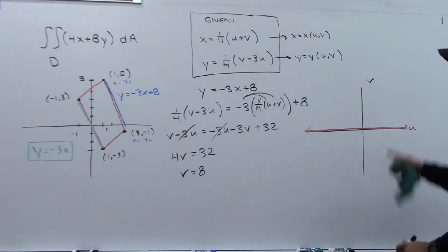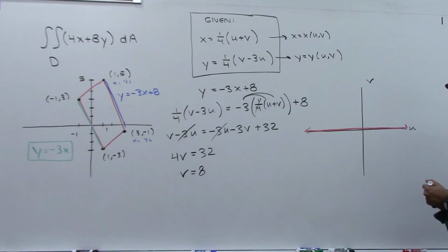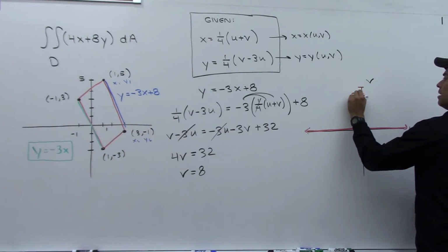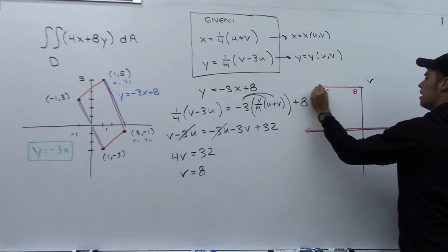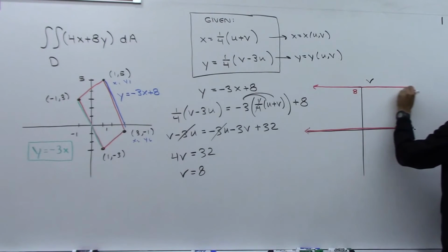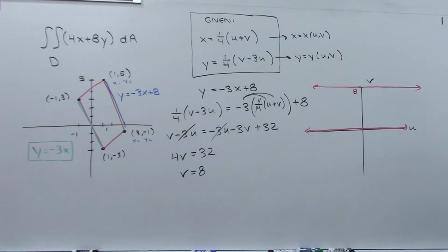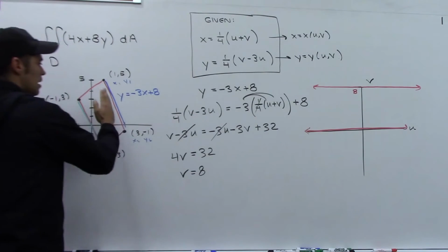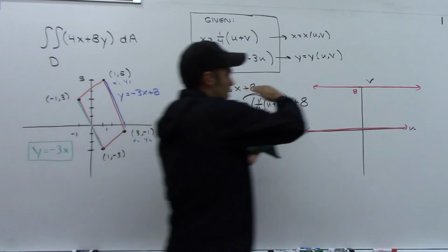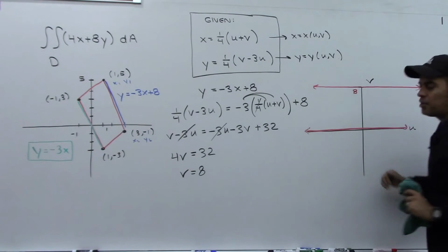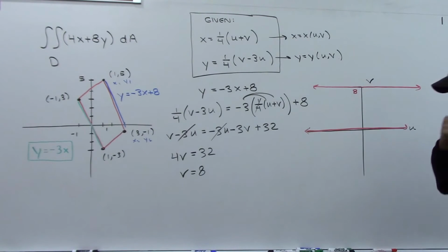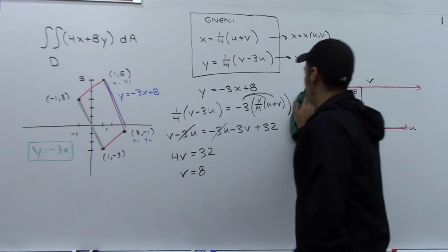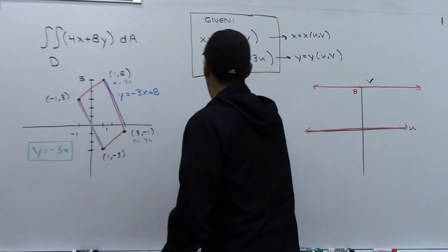So now I come back over here and I say, all right, where is v equals 8? So let's say that that's 8 units right there. v equals 8 is another horizontal line. So I've taken these lines that have some slope to them, and under this transformation, I've flattened them out. And that's creating what looks like is going to be a rectangle. All right, now I need to find the equations of 2 more line segments.